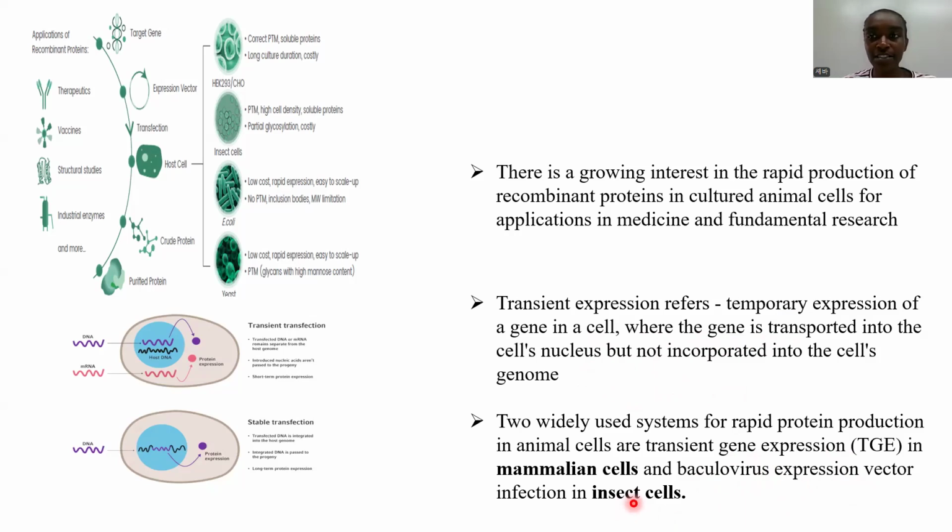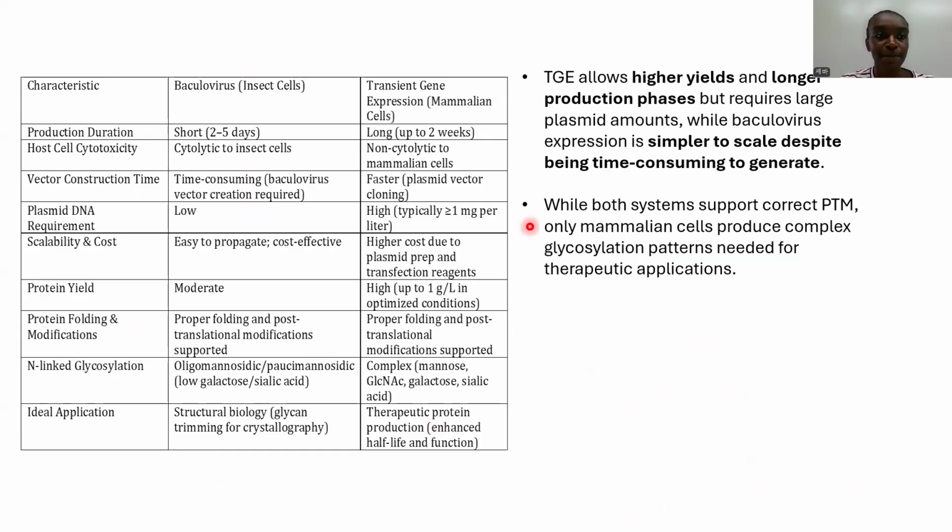So what are the major differences between the two? The two differ in various characteristics. One is the production duration: the baculovirus expression system has a production duration of 2 to 5 days, whereas transient gene expression can be longer, up to 2 weeks. In terms of host cell cytotoxicity, baculovirus is cytolytic to insect cells, but for transient gene expression, there are no cytolytic effects on mammalian cells.